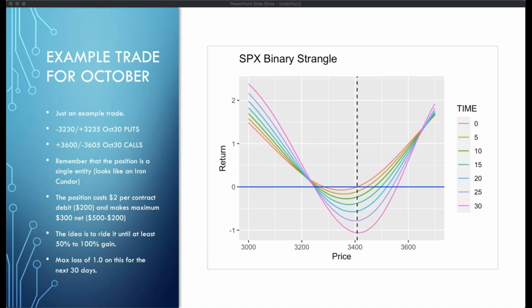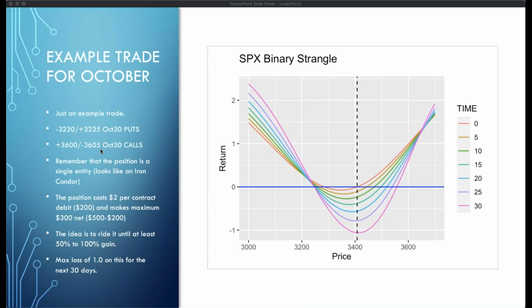It has nothing to do with my expecting the market to be below 3,230 on the last day of October, or above 3,606 at the end of October. But of course, if you already have your own thesis, say that the market is going to be higher than 3,600, that's one way to pick the strikes. In this case, I didn't. I have no preconception of where the market will be.